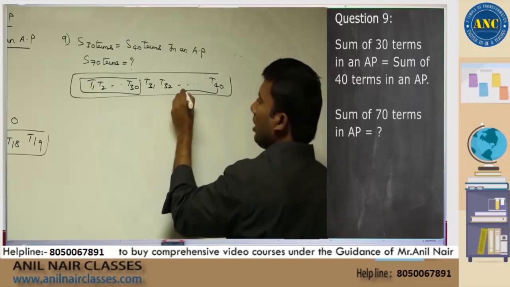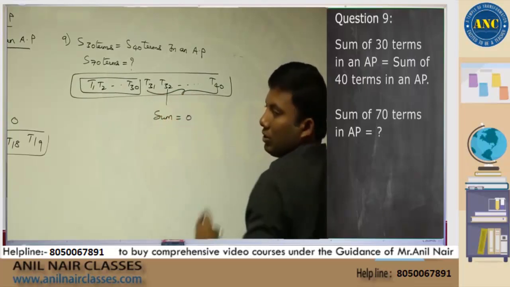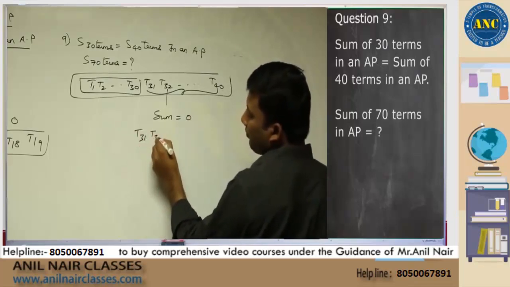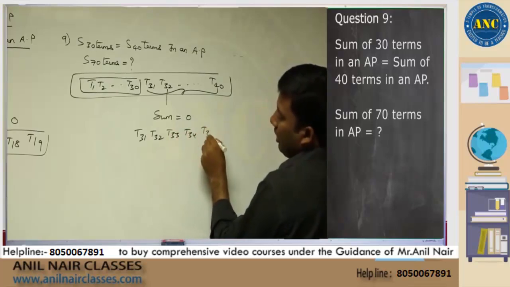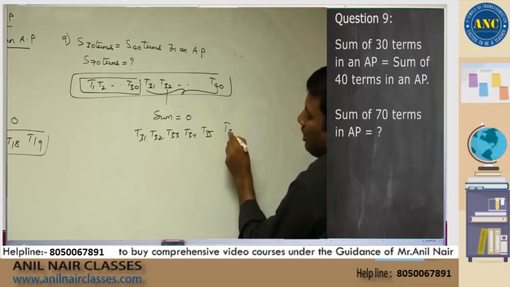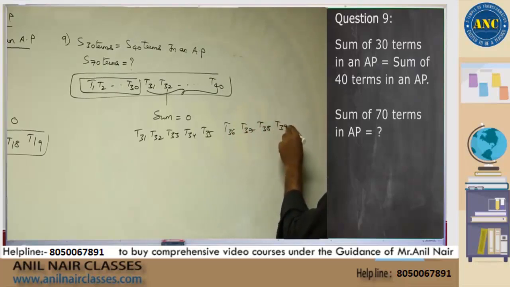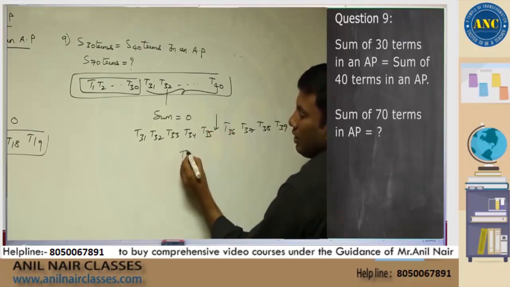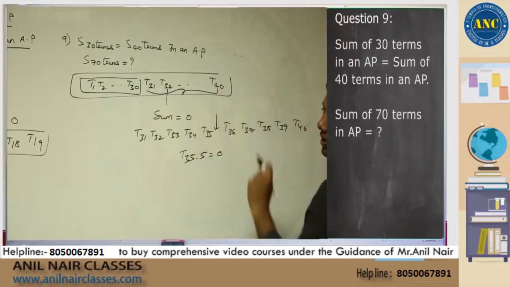That means the last 10 terms sum will be 0. Last 10 terms sum is 0. That means there are 5 terms to the left and 5 terms to the right: 37, 38, 39, 40. What will be the middle value? T35.5 is 0. So, how much do we require?